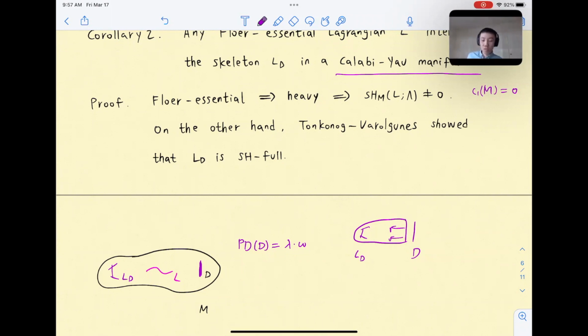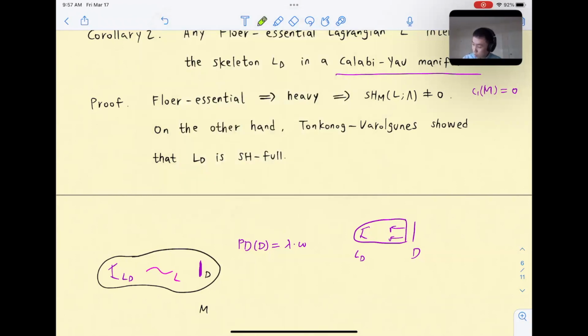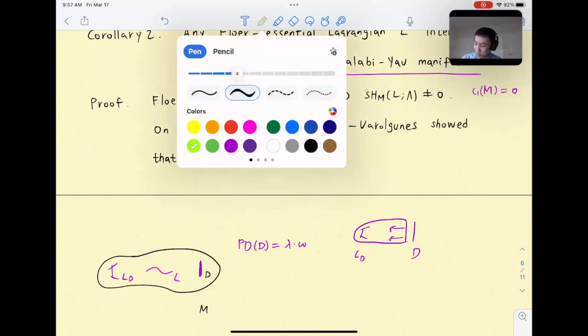The interpolation invariance I mentioned earlier is the following. Suppose we consider our K to be a neighborhood of D. Let me use another color. Say this is our K. Somehow not very visible.